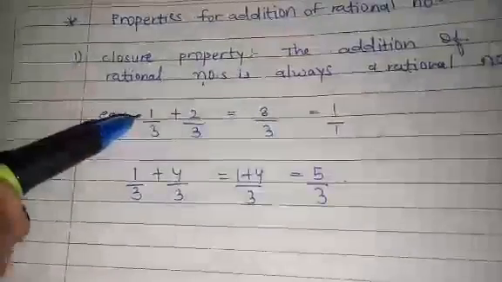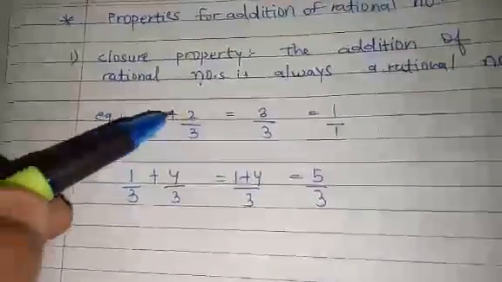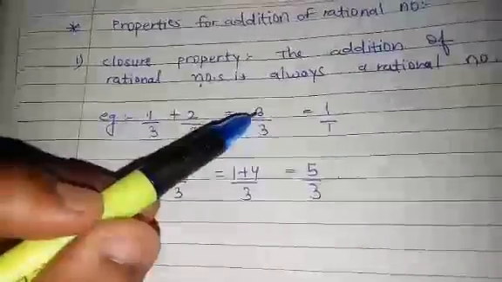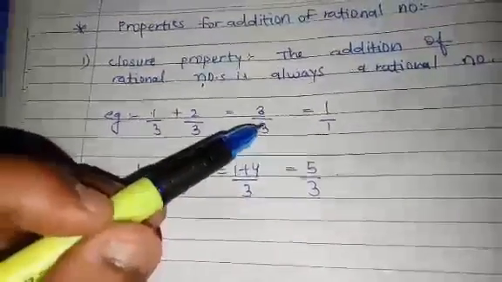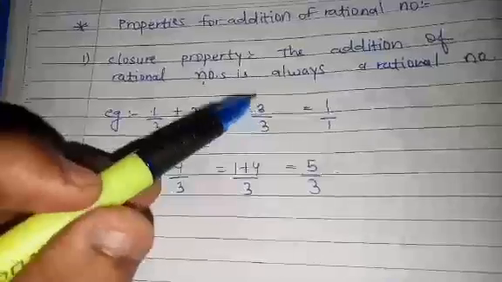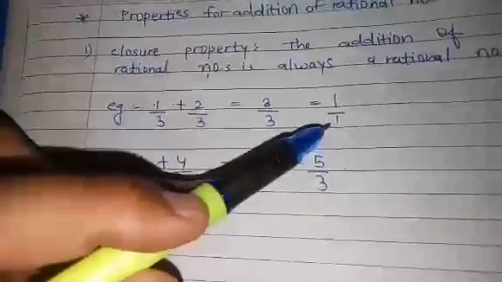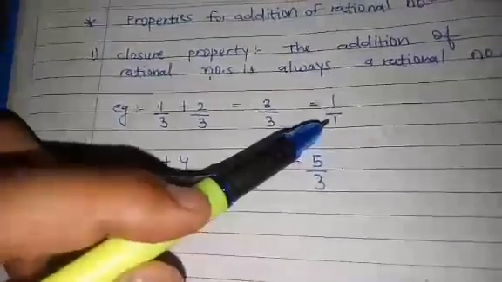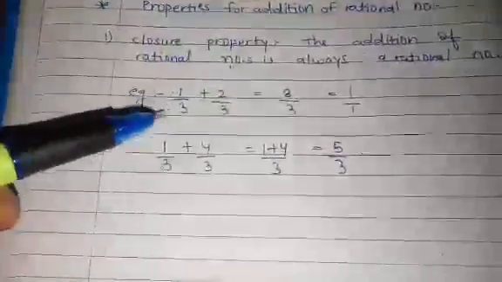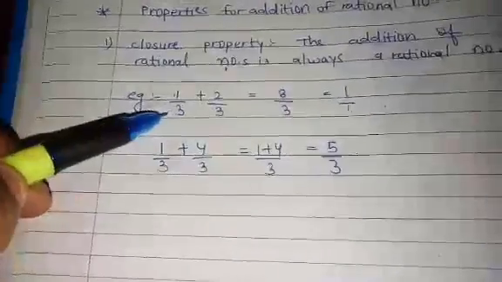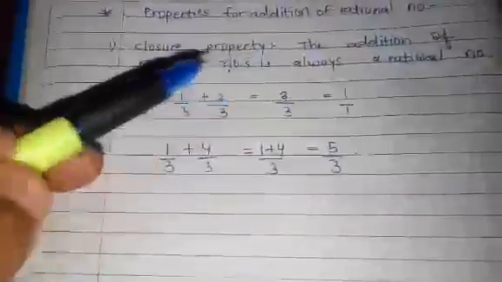First example over here, that is 1 upon 3 plus 2 upon 3. Denominators are same. So here it will be 1 plus 2 upon 3, that is 3 upon 3. Even though after cancelling out this term, here the answer is 1, we can put denominator 1 over here. So this is also a rational number, which means that the addition of this rational number and this rational number is also a rational number.